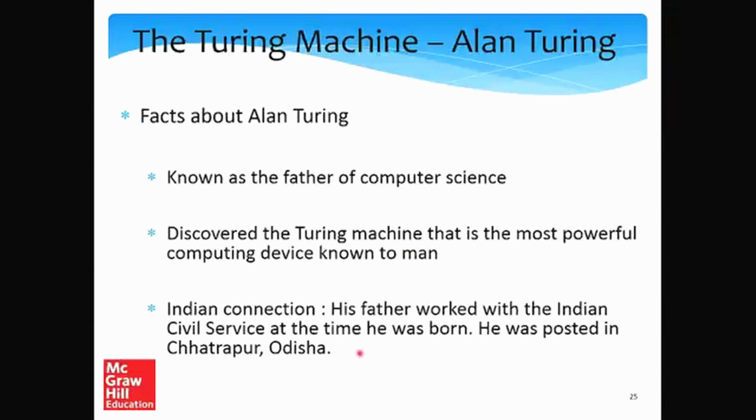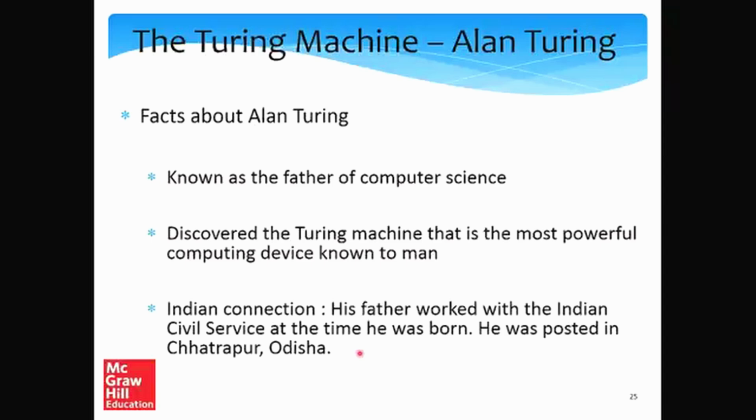So how do we build one such universal machine that can compute the results of all kinds of programs? Well, the answer to this is attributed to a gentleman called Alan Turing, who's the father of computer science. And he discovered the Turing machine, that is the most powerful computing machine known to man. There is an Indian connection to Alan Turing. His father worked with the Indian Civil Service at the time that he was born. But again, this is disconnected with the lecture per se.